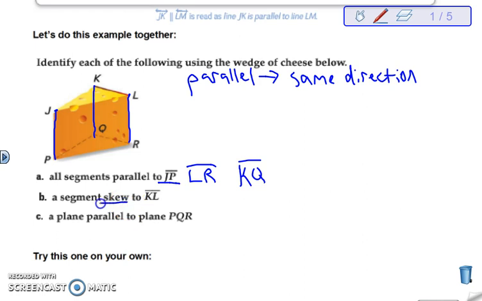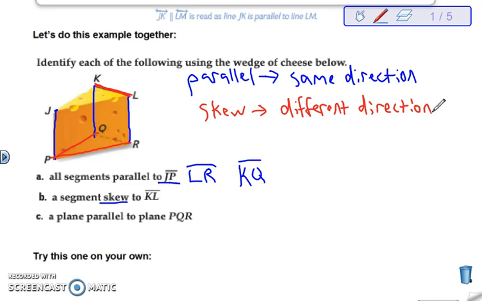All right, so for skew lines, we said they cannot cross, but they have to be in a different plane. So basically they don't cross and they don't move in the same direction. So skew line to KL, let's see. I need a line that's in a different direction but does not cross it. So there and there. So again, skew, it's a different direction, but doesn't cross.